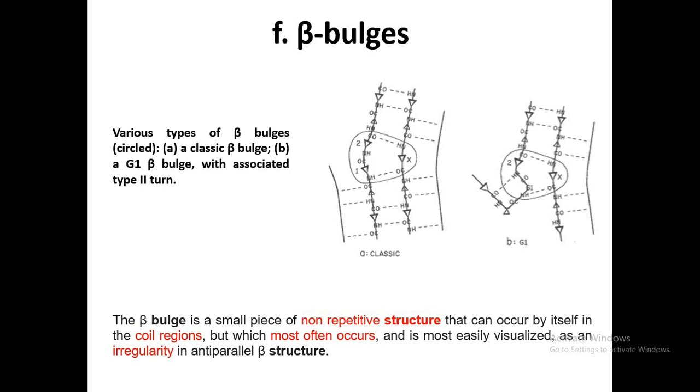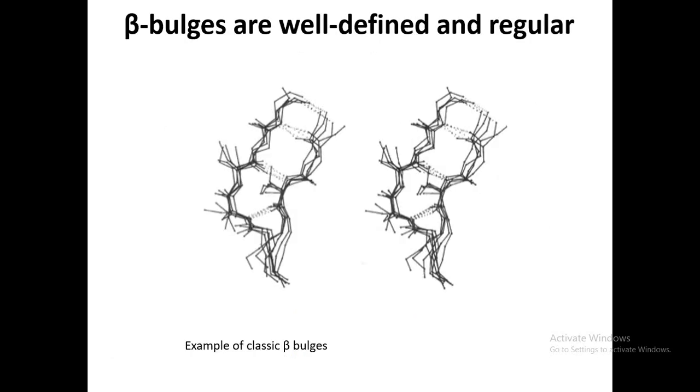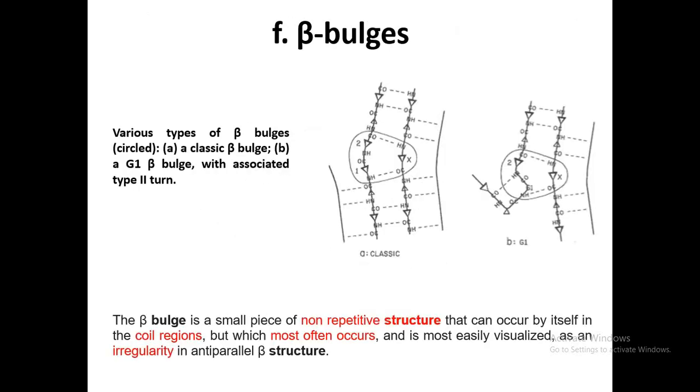And what is the bulge? A bulge is a non-repetitive structure that will be found in the coil, and it is irregular in nature, meaning not regular. However, beta sheets and alpha helices are regular. It is a regular structure, but it is visualized as an irregularity in antiparallel beta sheets. So what is a bulge?